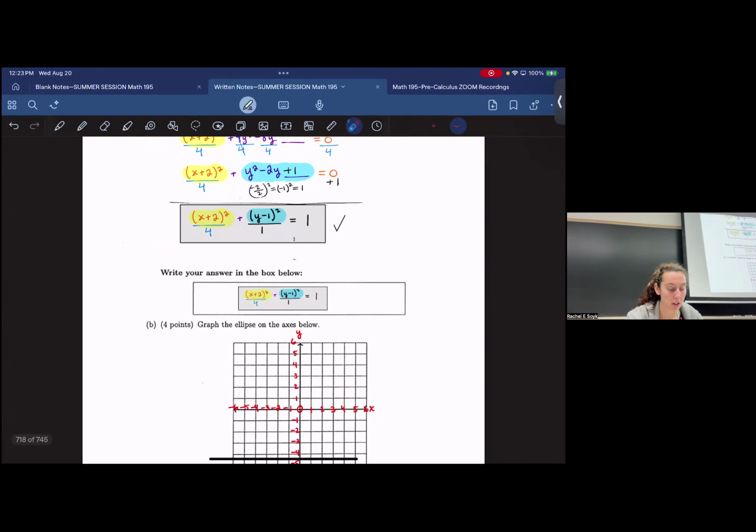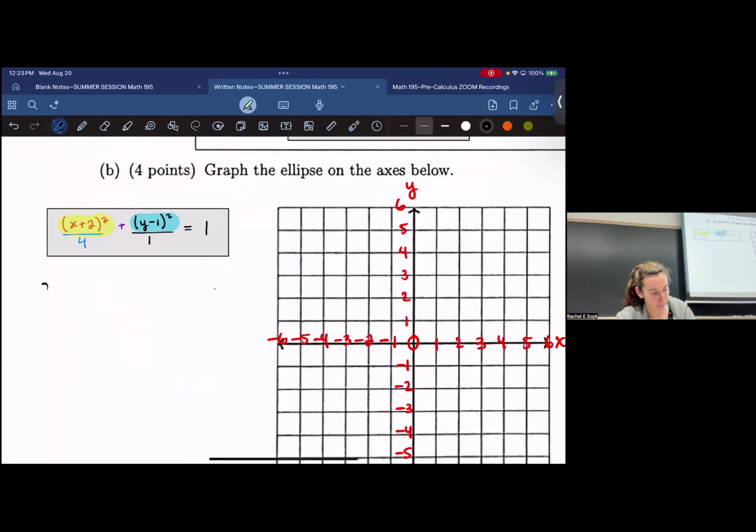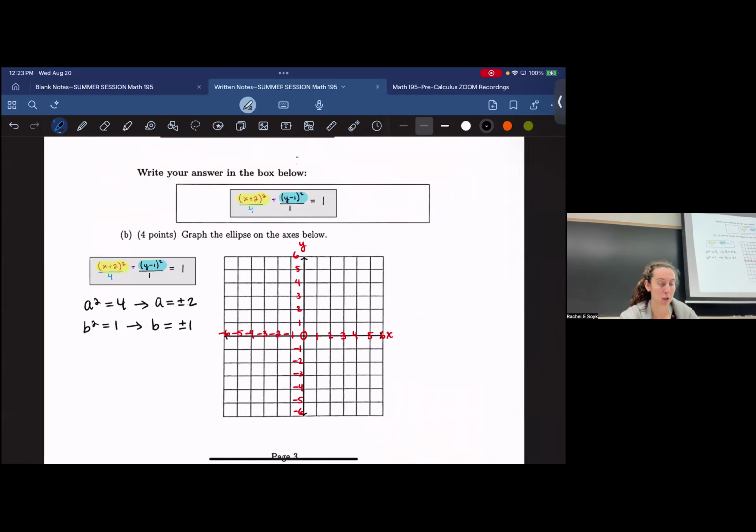All right, part B is asking us to graph this. So if you know that your a squared is 4 and your b squared is 1, that tells us that your a is plus or minus 2, aka your x-intercepts, and then your b is plus or minus 1, aka your y-intercepts.